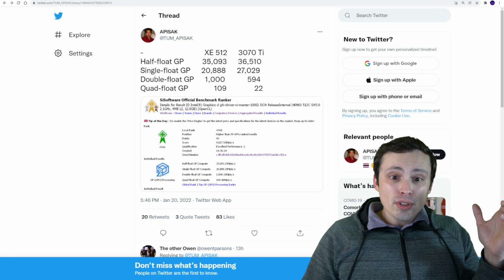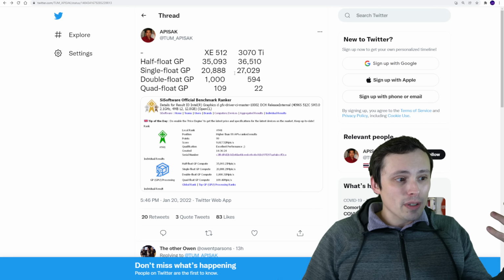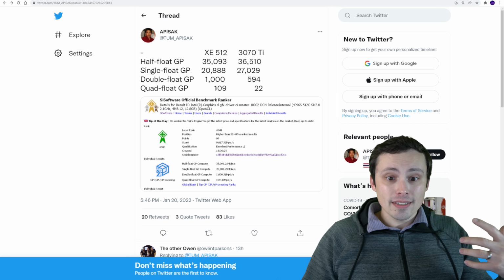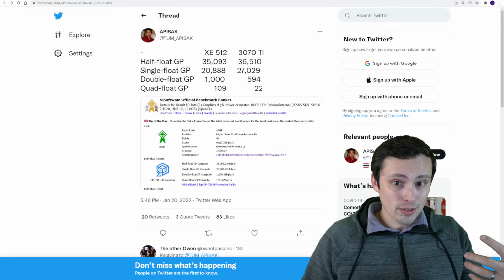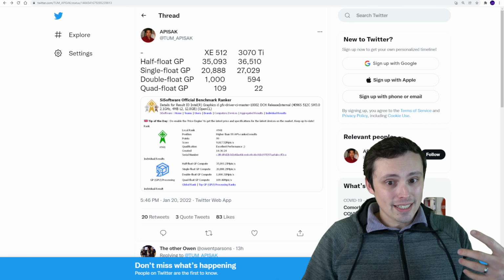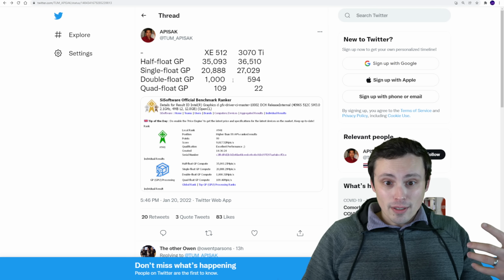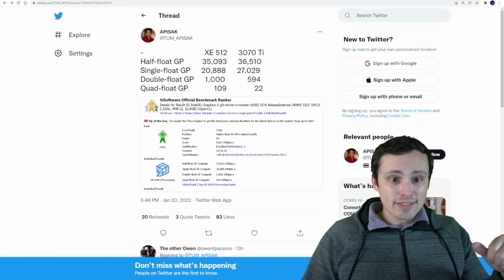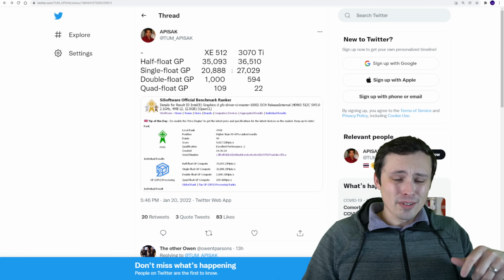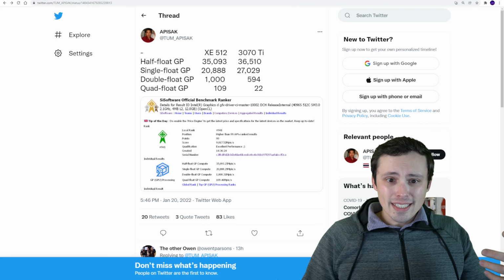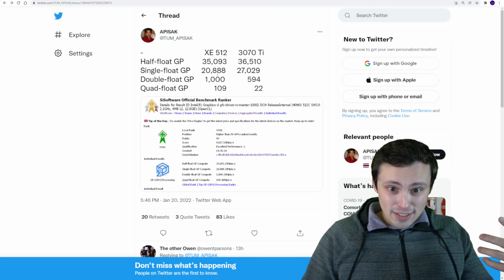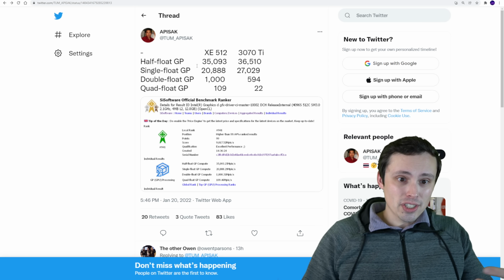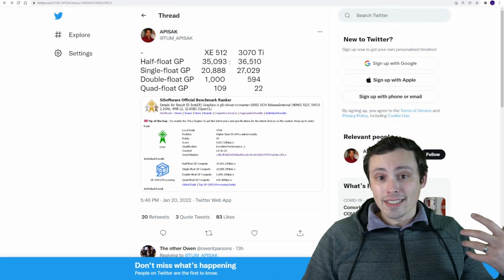And it depends on which particular measurement you're looking at. But in some of these, like the quad float, it's crushing a 3070 Ti. In double float, it's about almost doubling the 3070 Ti. In single float, it's losing to the 3070 Ti, but it crushed it on those other ones, and it's not losing by that much of a margin. And on half float, it's almost a tie.